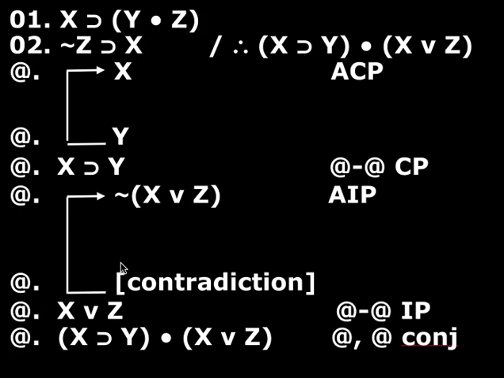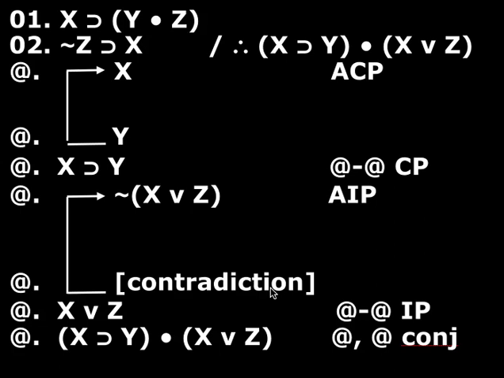How can I get a contradiction here? Well, I've got not x and z. If I do De Morgan's on that, I have not x and not z. With not z, I can get x by modus ponens, so I'll have x and not x. That'll be my contradiction. So now I know exactly how this proof is going to work.